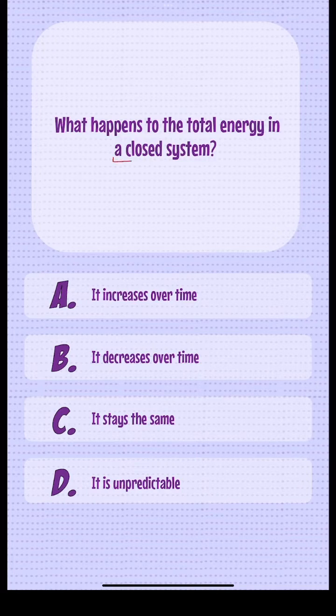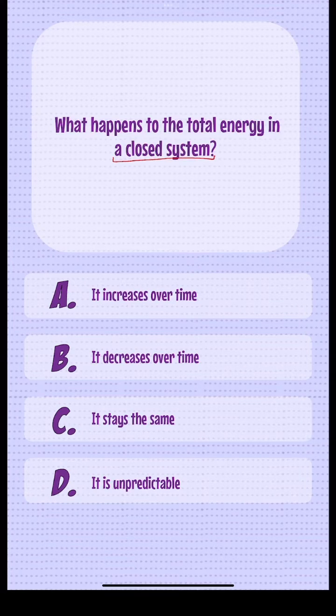What happens to the total energy in a closed system? Anyone know what a closed system means? No, it doesn't mean no air. A closed system means no matter can go in or out of it. So nothing can go in, nothing can come out. And at the same time, no energy can go in and no energy can come out. Basically, our universe is a closed system.